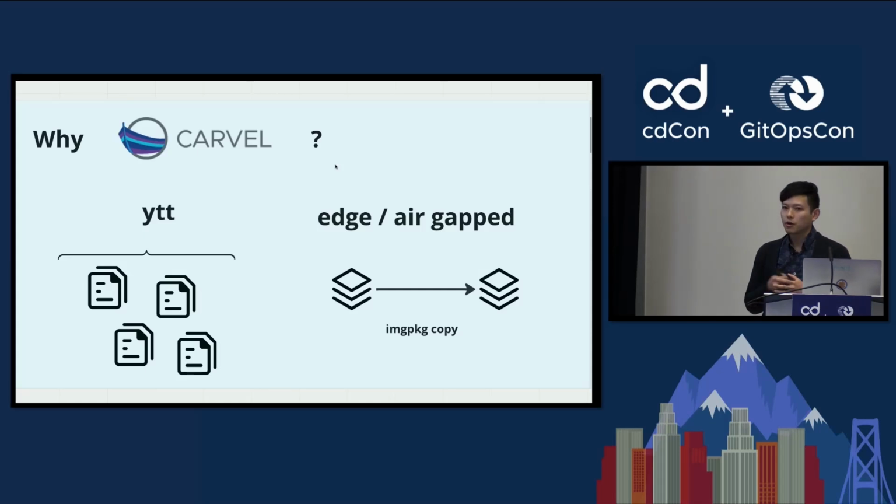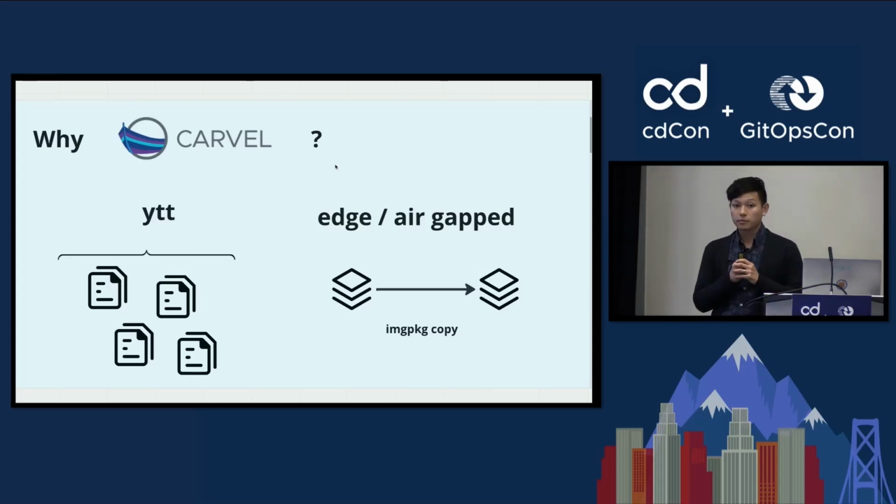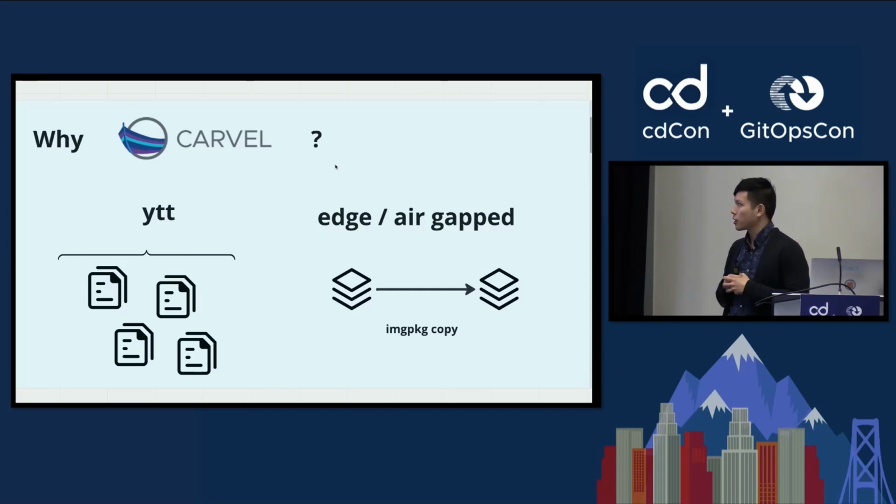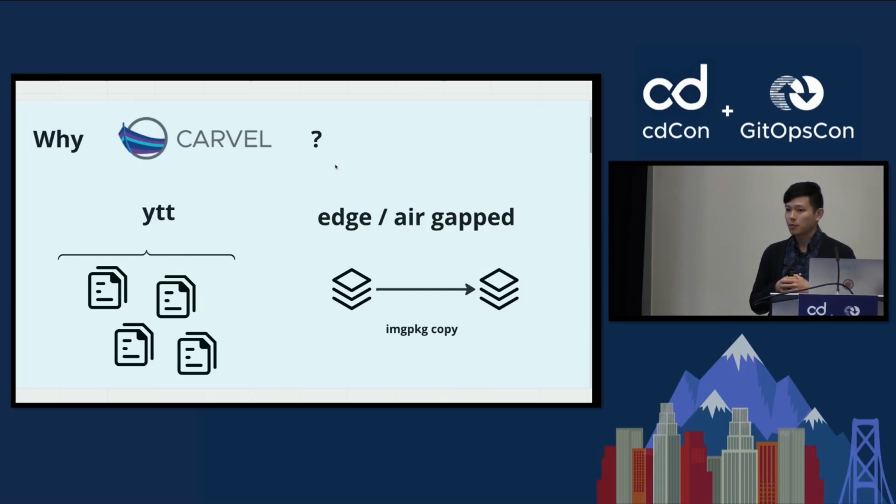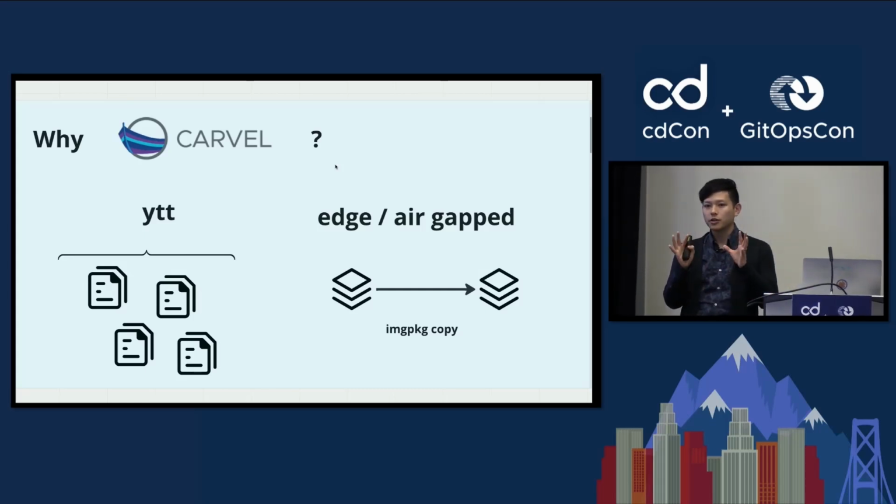The second scenario where I think you might want to consider Carvel is for edge or air-gapped environments. If you recall, the image package bundle is kind of the heart of the Carvel package. It's an OCI compliant image. And if you wanted to move your application from one registry to a more secure registry where you're going to cut off the internet afterwards, there's a really handy command called imgpkg copy, which actually does a recursive copy of your image.